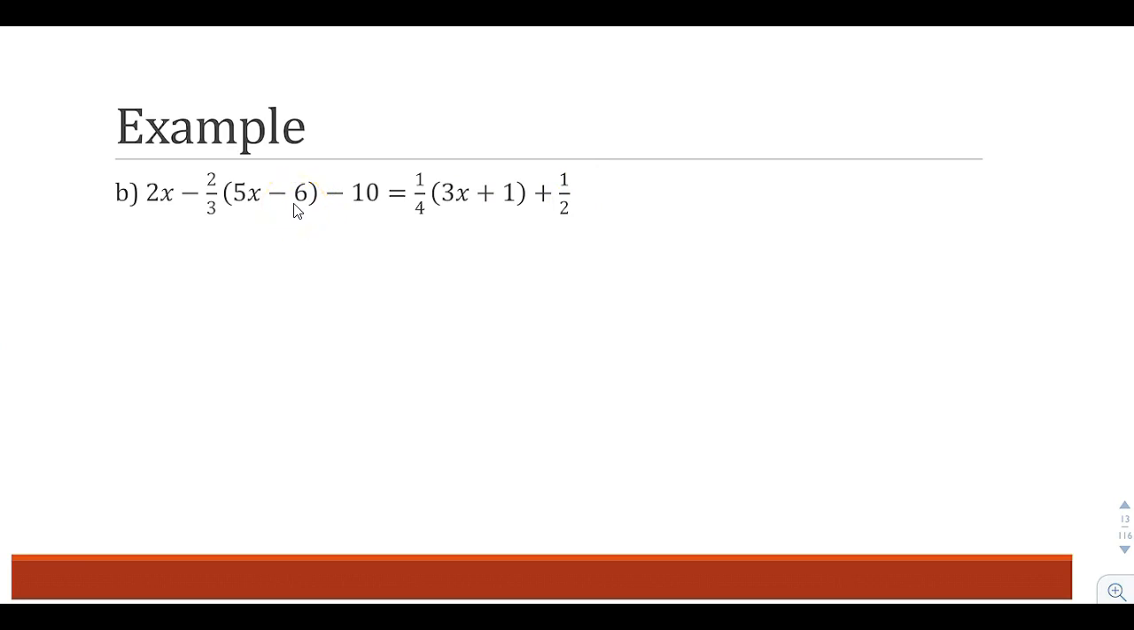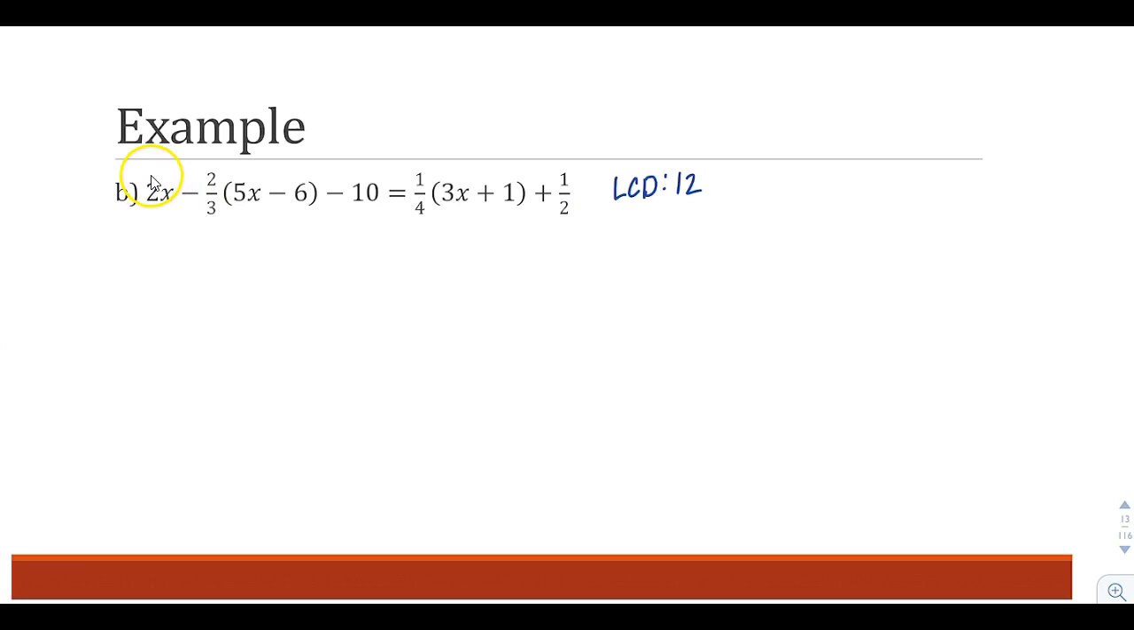So all of my fractions, I have 2/3, I have 1/4, I have 1/2. I have to look for the LCD, the least common denominator, for all three of those fractions. So the least common multiple between 3, 4, and 2 is 12. So the least common denominator is 12. So I have to multiply each term by 12.